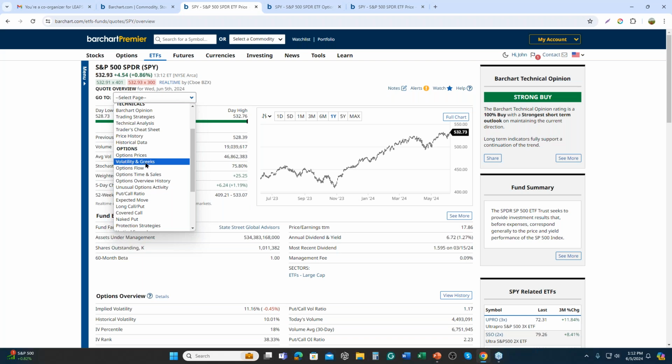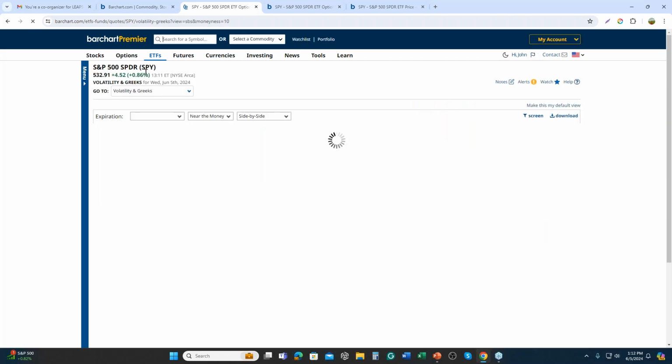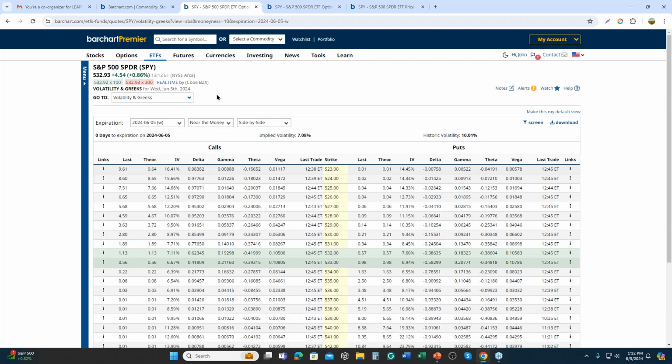So let's go to volatility and Greeks under our options. Now I've jumped to the S&P SPY ETF, and let's go out 3 months. I'm looking at the September expiry, about 3 months or about 107 days out. I want to show you that here I'm looking at the at-the-money call, and you can see the at-the-money call is around $19.65.